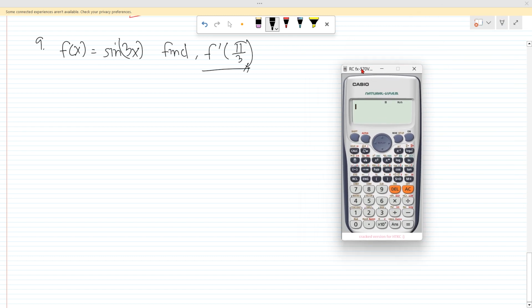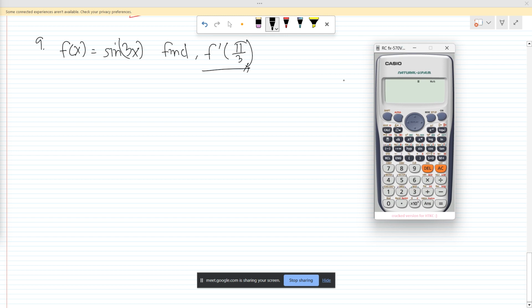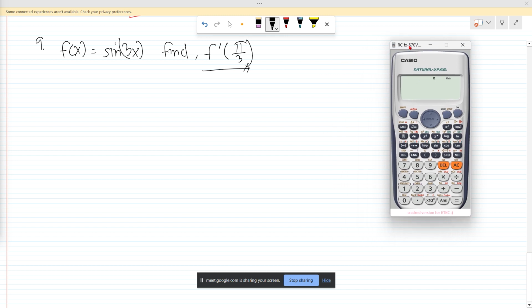Okay, ito po, kita niyo ba yung calculator ko? Ay, hindi. Wait lang. Okay, I think mas better ito. Kita na po. Ayan, di ba yung ating calculator, sir, kaya ng virtual? Ayan.